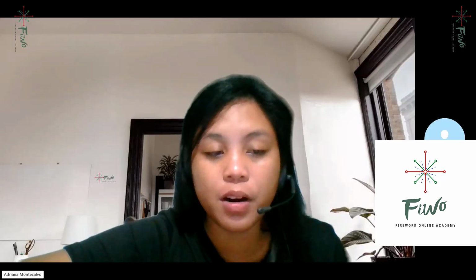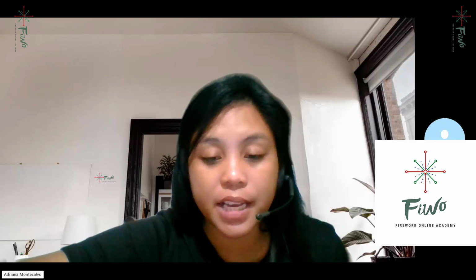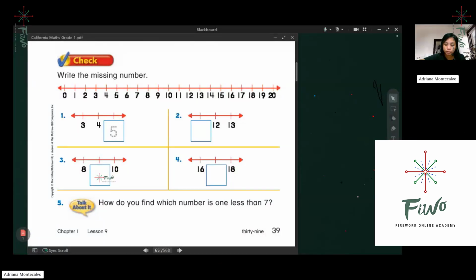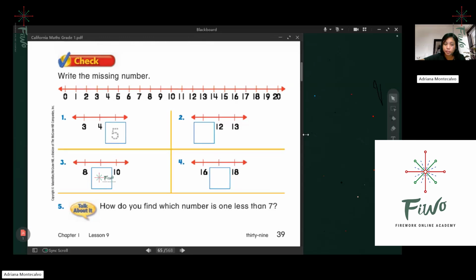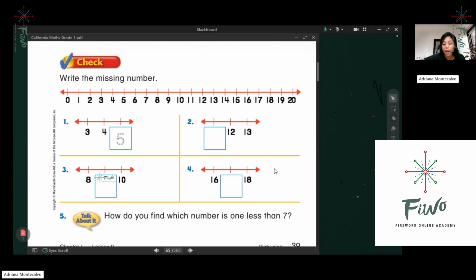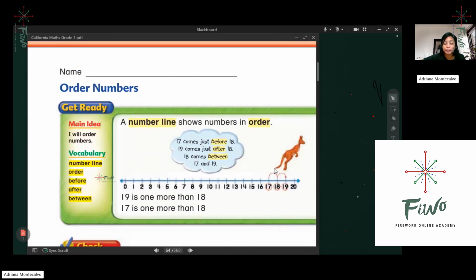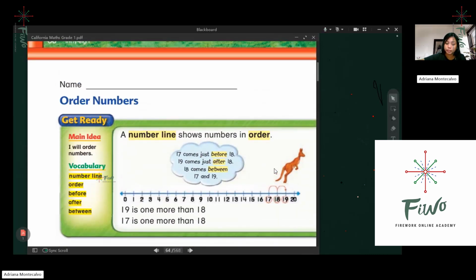Do you still remember our topic last meeting, Kong? Yes. We were talking about number line. Number line shows numbers in order, like this one, the blue color over here, okay? It should be from 0, 1, 2, 3 to higher numbers. Okay, Kong?